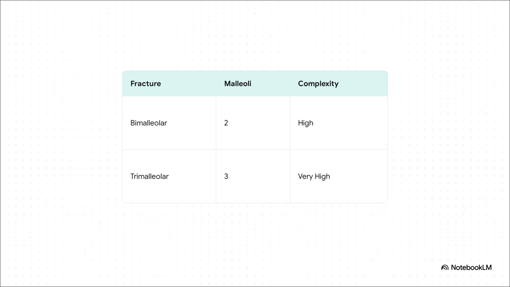If the surgeon's operative report mentions a bimalleolar fracture, well, the prefix bi means 2, so 2 of those bumps are broken. If it says trimalleolar, tri means 3, which means all 3 bumps are shattered. The complexity of the operation, and of course the code you ultimately select, scales up directly with how many of these specific ankle structures have been destroyed.